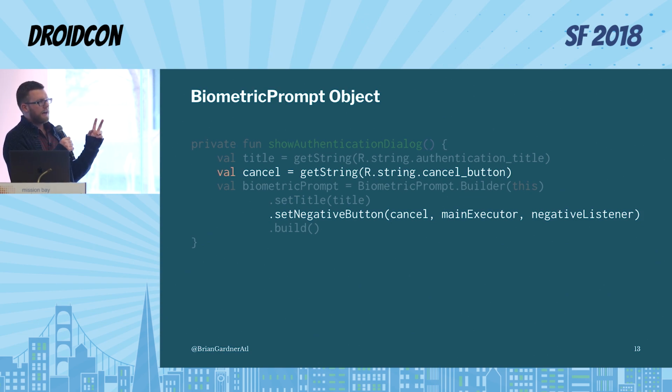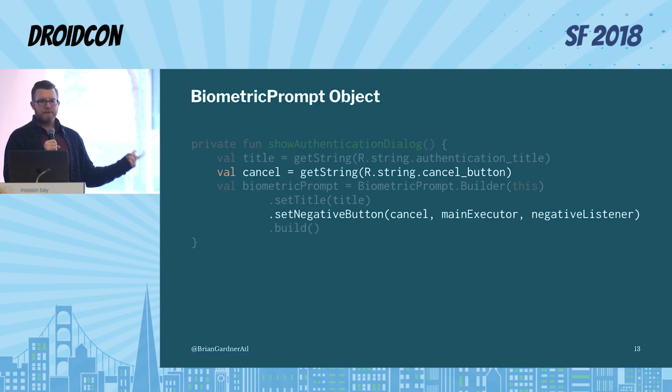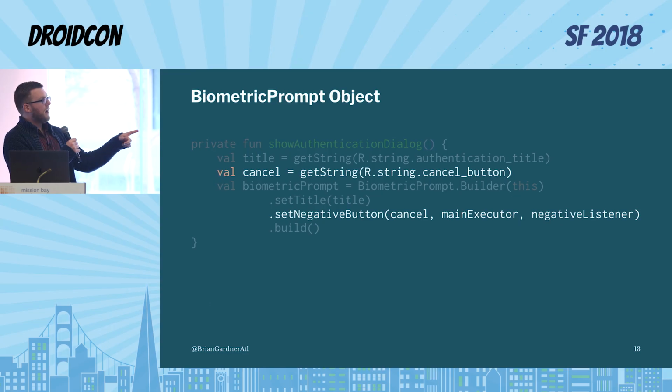And then you have to provide an executor and a listener. The listener fires whenever the button gets clicked. And the executor just tells it what thread to run on. In this case, this is on API level 28, so the main executor is a new property. I think it's on the context or context wrapper class, but it gets you access to the main thread executor because I just want it to run on the main thread.